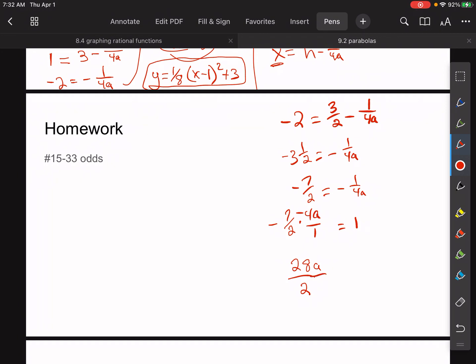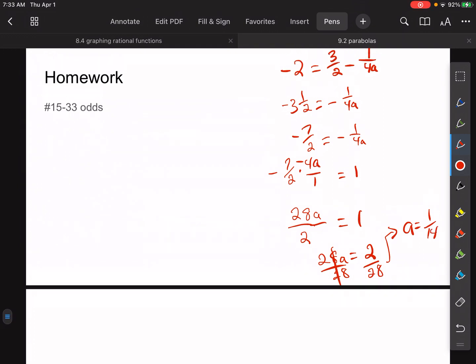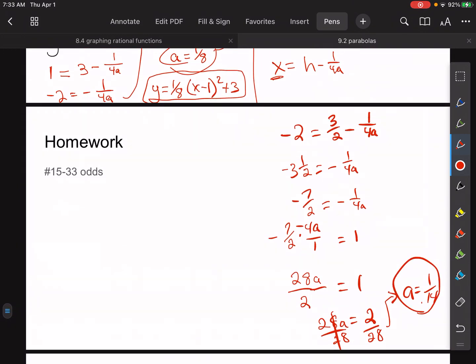Okay, and so to get the a by itself, we can do a couple of things here. We could first multiply both sides by 2, right? So if I multiply both sides by 2 here, I would get 28a is equal to 2. Okay, so then divide both sides by 28. I know this algebra is kind of long and there's a little bit of shortcuts here, but I want to make sure everyone understands this. So this goes away and I get a is equal to 1 over 14. So all of that work just to get a is equal to 1 over 14.